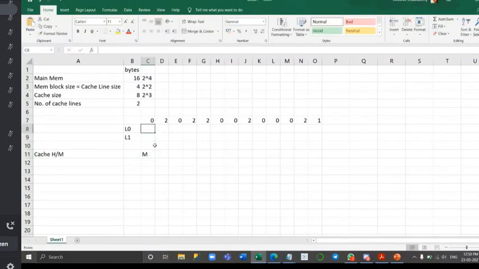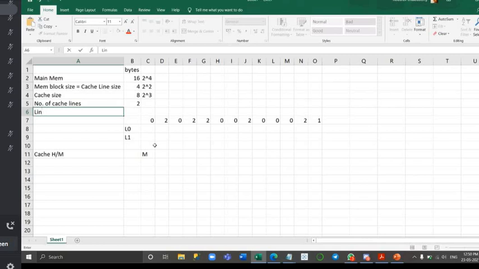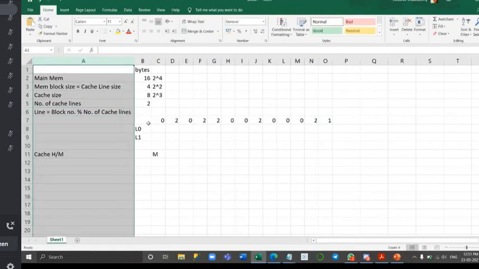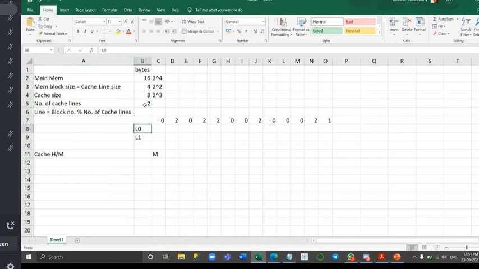When block 0 comes in, my number of cache lines is 2. The formula for deriving the line number, if I don't have the split up between tag and so on, is the block number modulo the number of cache lines. My number of cache lines is 2 and my block number is 0, so 0 modulo 2 is 0. It will go to L0, and my L1 remains blank.